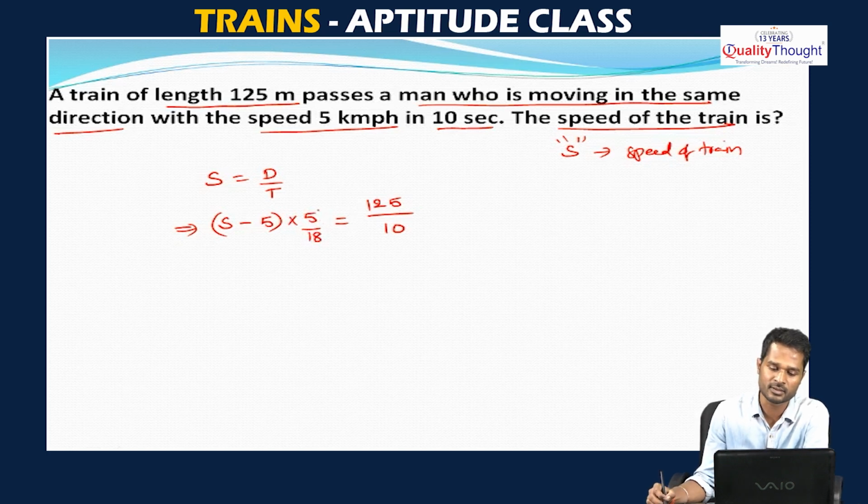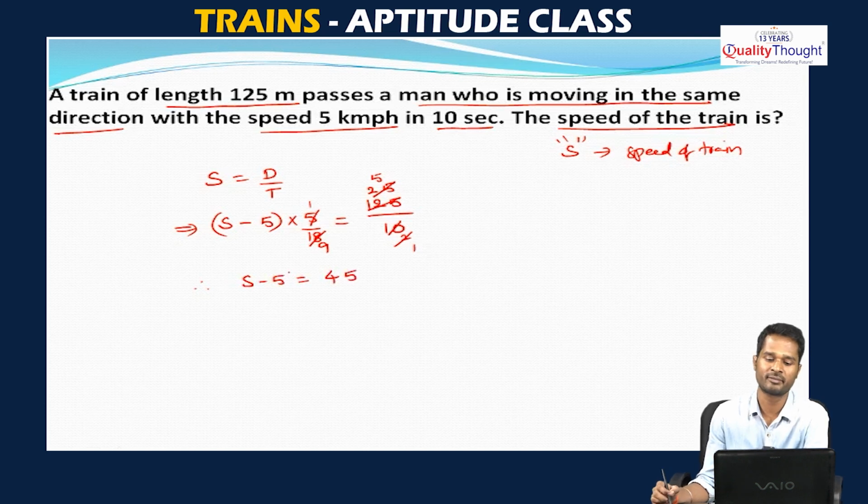Now try to simplify this. 5 ones are 5, 5 twos are 10, 5 fives are 25. Now try to simplify it. 2 ones are 2, 2 nines are 18. So now go for cross multiplication. S minus 5 is equal to 9 into 5, which is 45. So S is equal to 45 plus 5, that is 50 kilometers per hour.